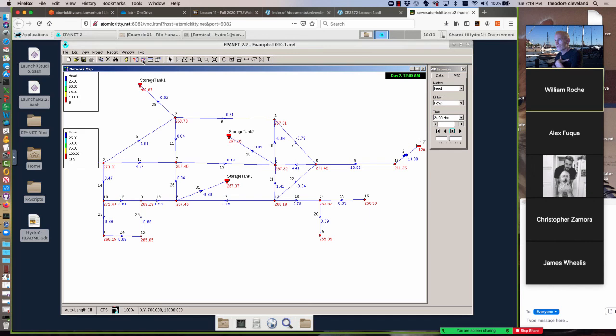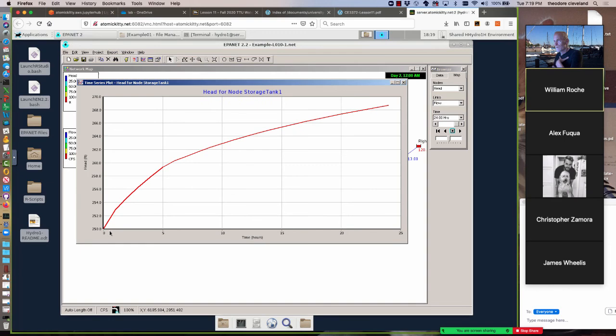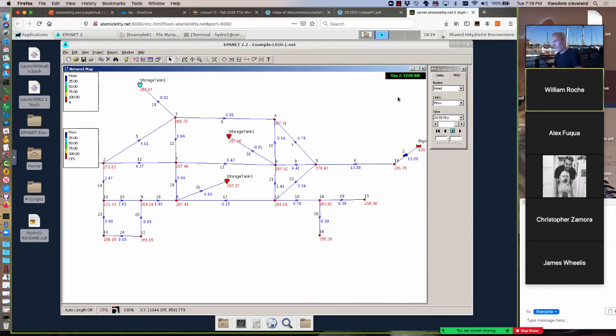It has a plotting tool that will let us produce a time series plot of the head in that node. And so the thing is filling up and filling up. Okay, so that's one use of extended period simulation. Let's fuss with this problem just a touch and make it what I think would be a little more interesting.